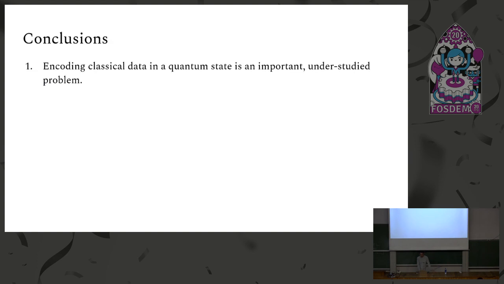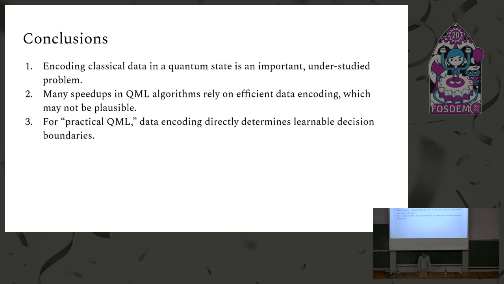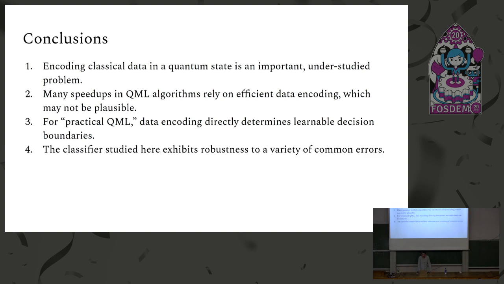Just to conclude the second part, and then conclude the whole talk in a few minutes. Encoding classical data is an important but understudied problem in the literature. Many speedups in QML algorithms rely on this, which may not be plausible. For practical purposes, we saw that the data encoding directly determines the learnable decision boundaries and also determines the robustness.